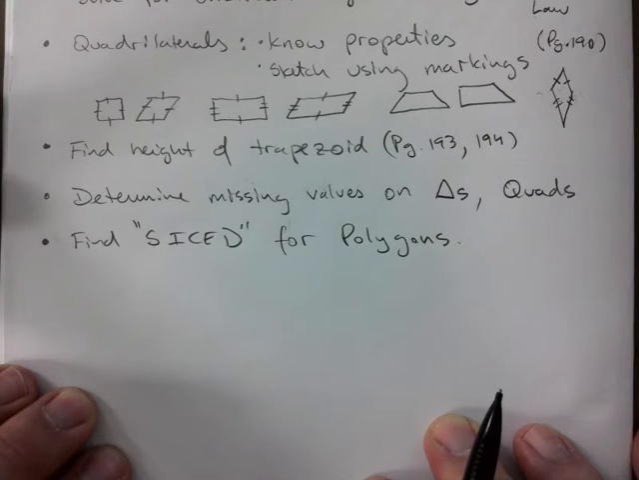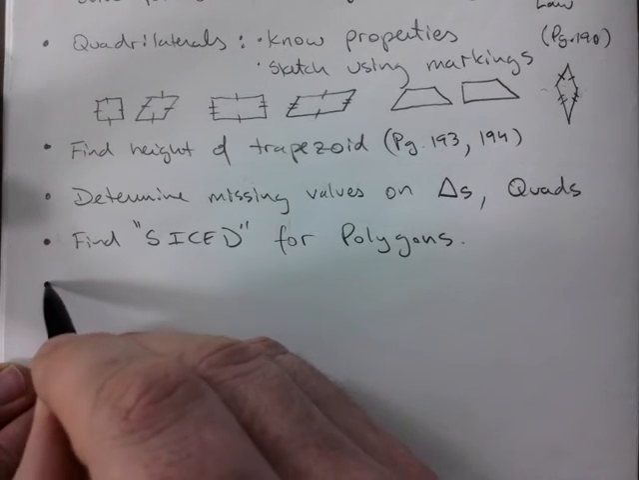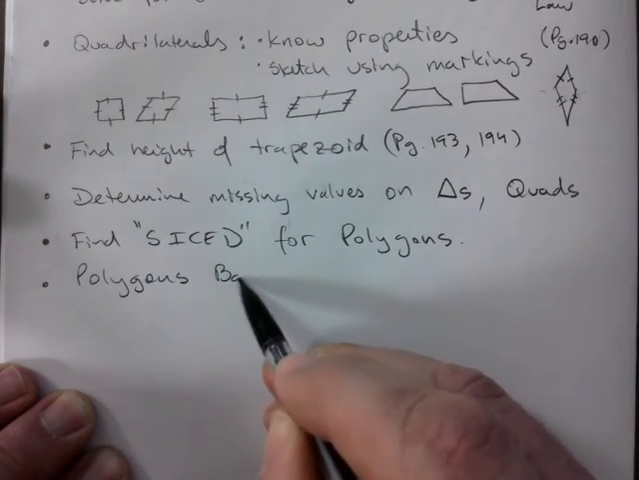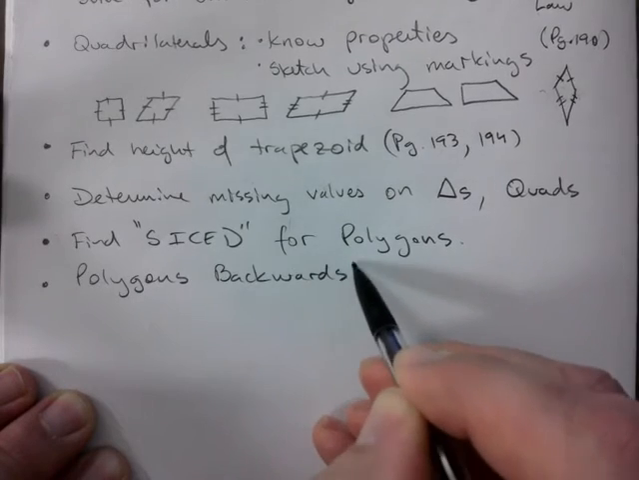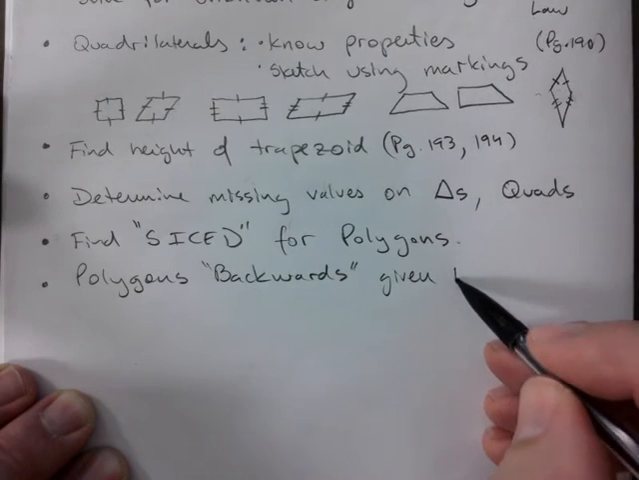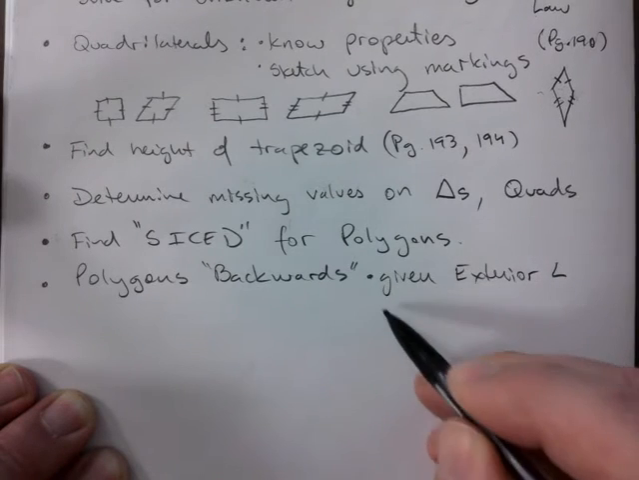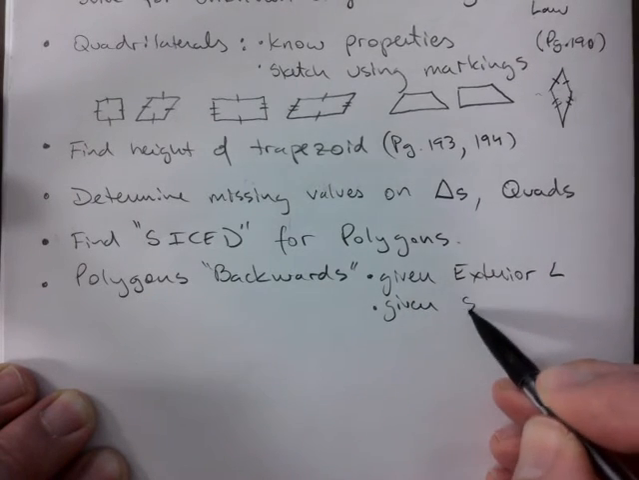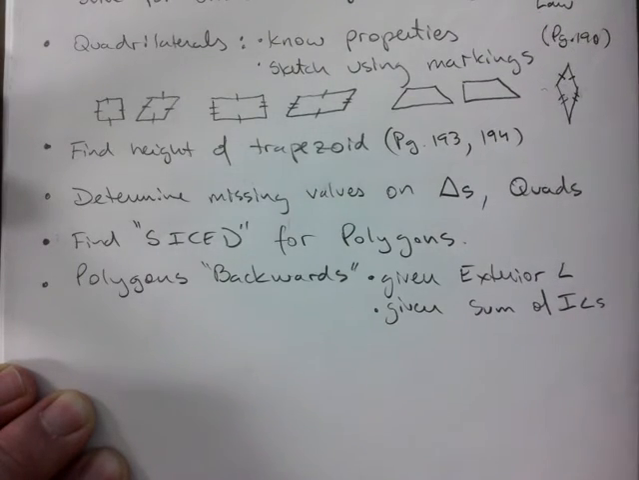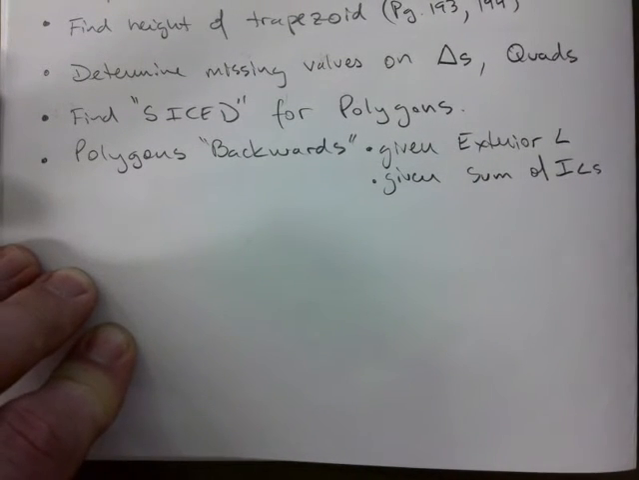No, not area of a trapezoid. No, nope. Polygons, and this is what should ring a bell backwards, right? Given exterior angle, that'd be the first one, given the sum of interior angles. There are two scenarios where we figured out how many sides.